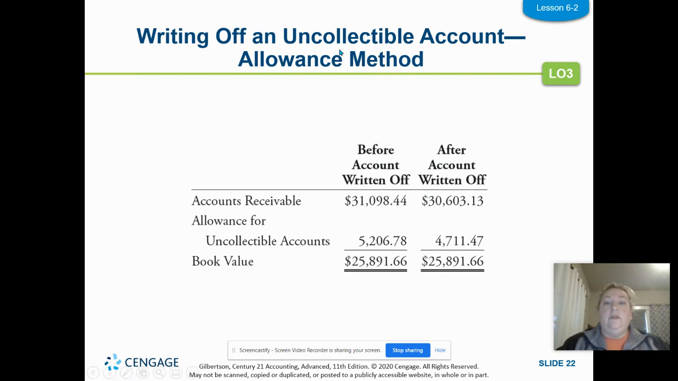So here is using the allowance method. So it says before account is written off. So this is how much the account was. And then it says after account written off. So this is beforehand. So we have our allowance for uncollectible accounts. So this is using the two different methods. So our book value, notice the book value is the same, but these two amounts and these two amounts are a little bit different.